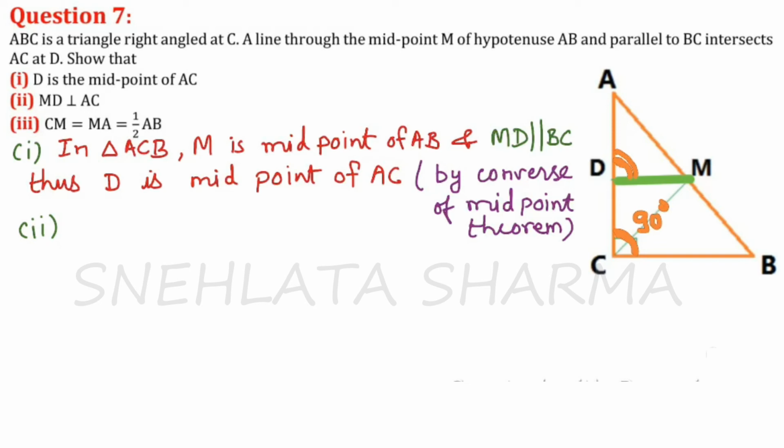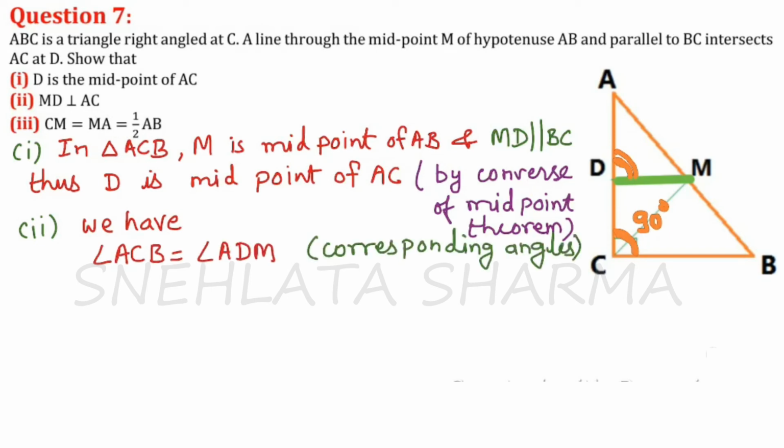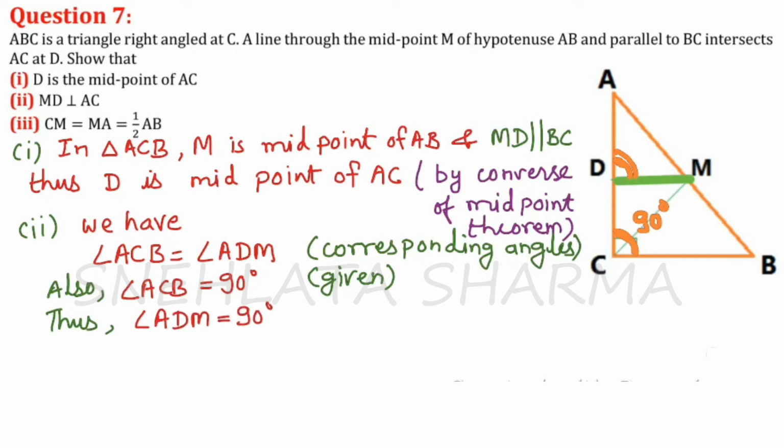Let's write this. We have angle ACB is equal to angle ADM because these are corresponding angles. Also ACB is equal to 90 degrees. This is given. Thus angle ADM is equal to 90 degrees, and MD is perpendicular to AC. This proves part 2 also. Let's move to next part.